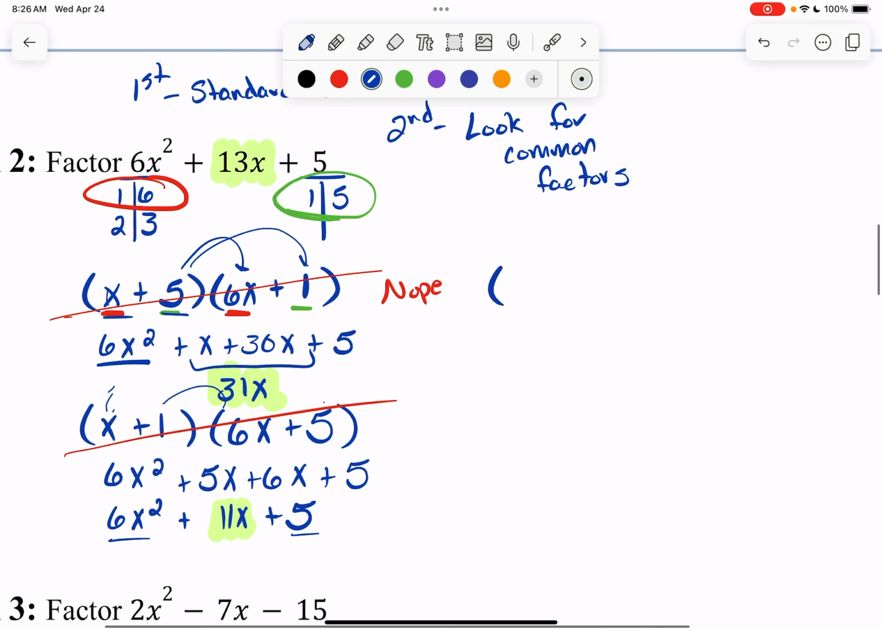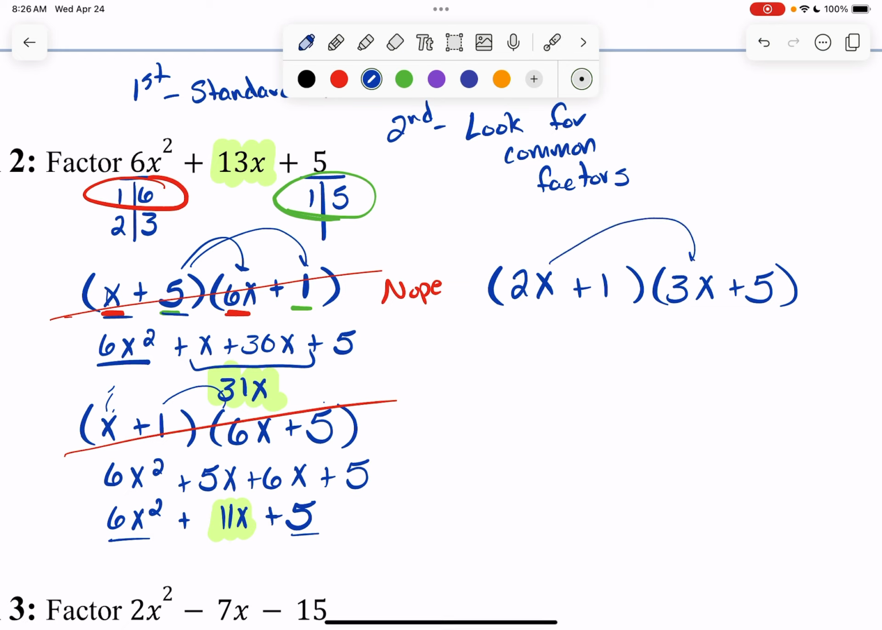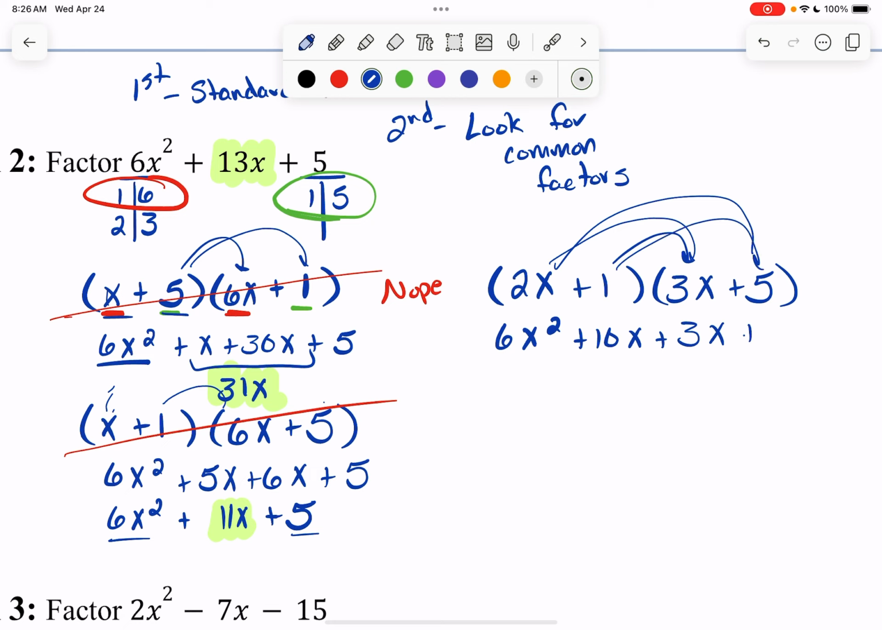So if I had room, I'd keep working down my paper. So then we'll try 2x and 3x and 1 and 5. Okay, so now we distribute 2x times 3x, 6x to the second plus 10x plus 3x plus 5, 6x to the second plus 13x plus 5. Did we find it? There's my 13x. I want to get to 13x. We found it. So be careful.